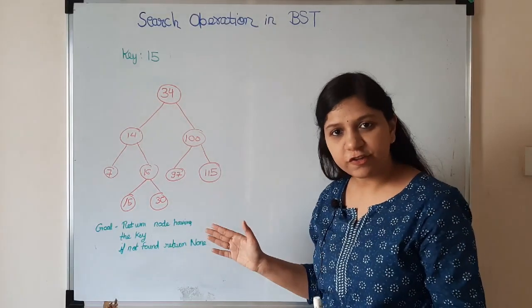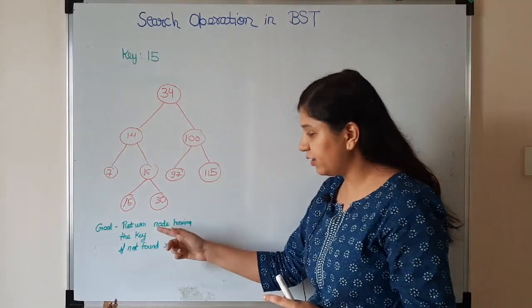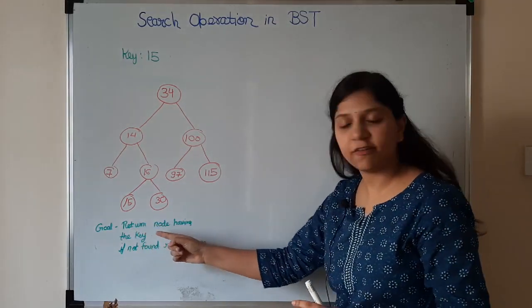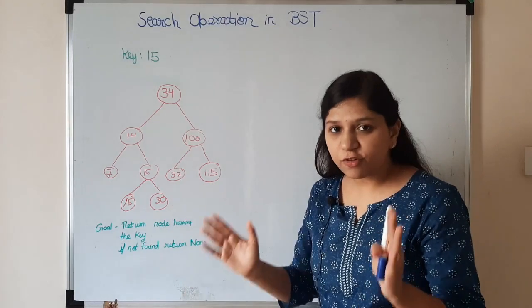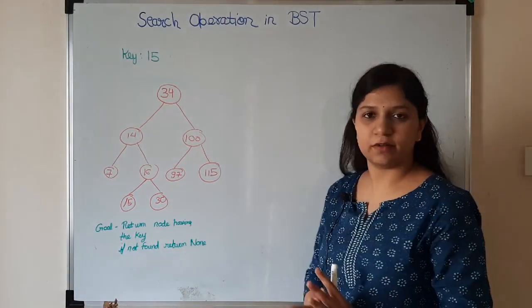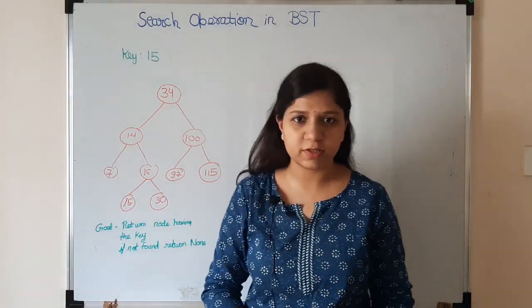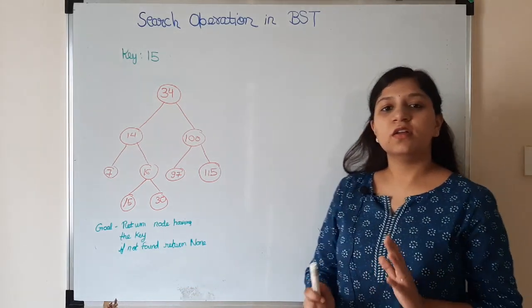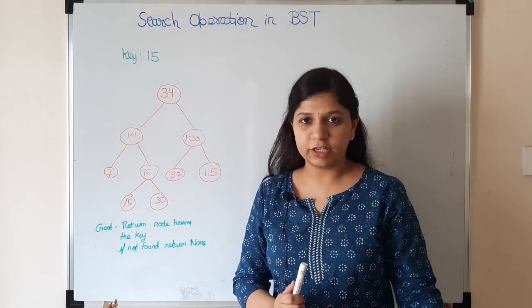We need to search for 15. If we get it, then we need to return the node having this key. If not found, then we'll return none. Okay, so this is a problem statement and this is our goal. So let's think about the logic, how we'll reach to it.